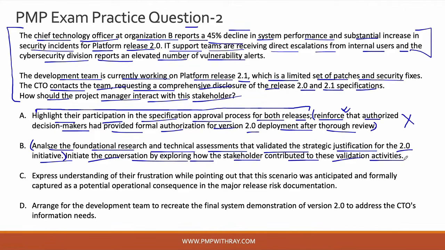So basically what option B is suggesting is you do your background check and data mining in terms of understanding the foundational research and technical assessment that validated the strategic justification, because if that was not correct, and the technical assessments on the basis of which 2.0 was signed off were incomplete or did not meet the requirements of the version, then it's a problem, right?